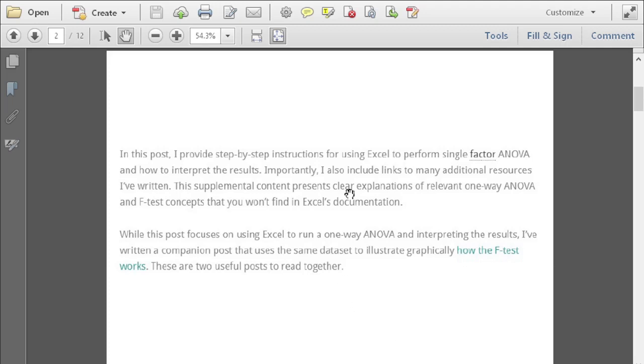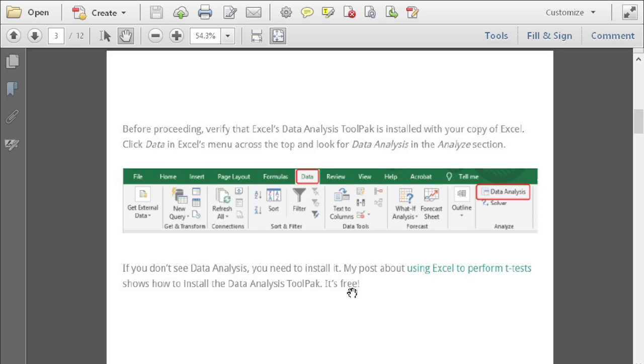Importantly, I also include links to many additional resources and supplemental content that present clear explanations of relevant one-way ANOVA F-test concepts that you won't find in Excel documents. While this post focuses on using Excel to run one-way ANOVA and interpret the results, I've written a companion post. In this PDF, you're going to see an example of running the ANOVA in Microsoft Excel, and also an example of the result and its interpretation.